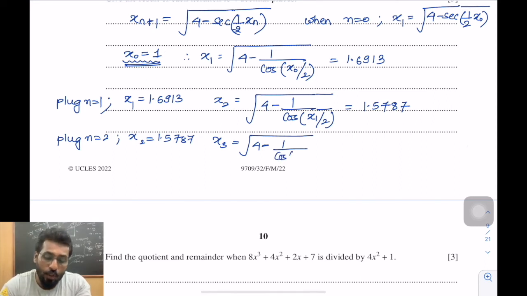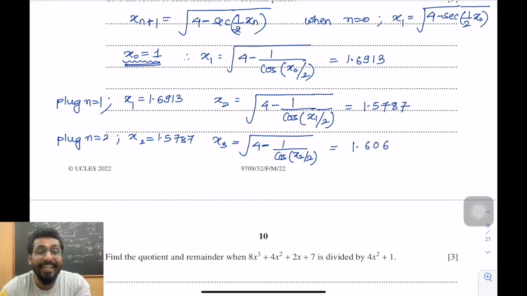So this is cos of x2 divided by 2. So I'm going to again press the calc button. This time I'll enter the value as 1.5787 and answer is coming 1.606289. So that can be written as 1.6063. Next value is going to be x4. Okay, now I'm going to write the answers directly.